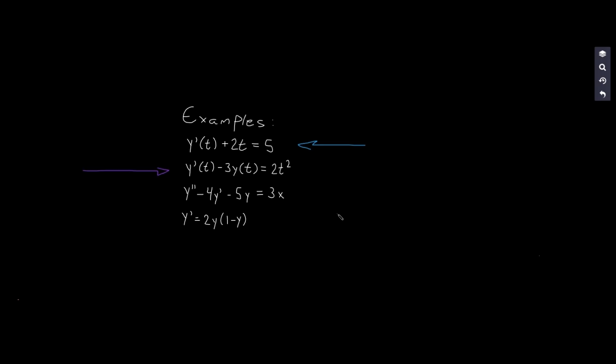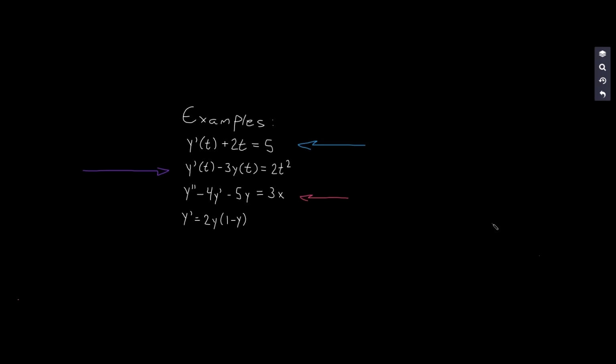Let's look at this example here. Y prime of t minus 3y of t equals 2t raised to the second power. Now the equation involves both y and its derivative, y prime. So the function itself and its own rate of change are linked together. Let's look at this example here. Y double prime minus 4y prime minus 5y equals 3x. This uses the second derivative, y double prime, meaning the acceleration shows up. This is called a second order differential equation.